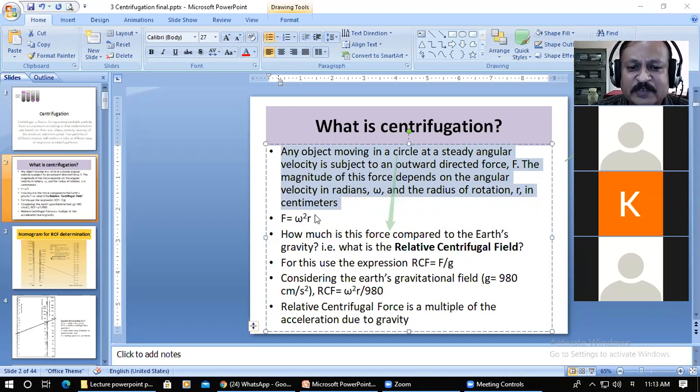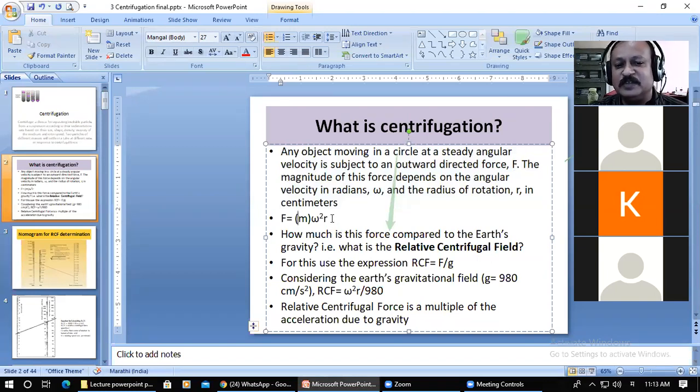And therefore we write this expression: the force, that is the centrifugal force, is equal to omega square r. In fact, I should write one more thing here, and that is the mass of the particle. So it is usually this term, mass into acceleration, and the acceleration here is given by the term omega square r. Now how much is this force compared to the Earth's gravitational force?